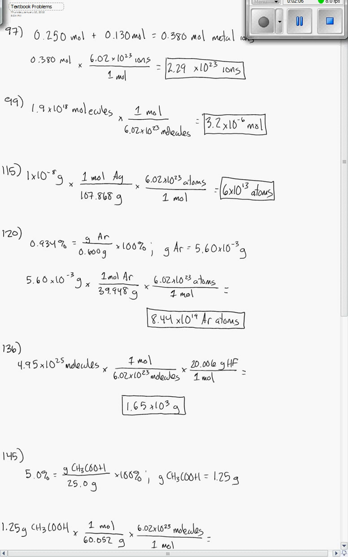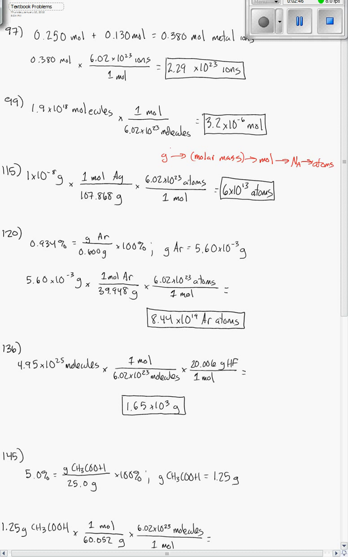Number 115, we're adding another step onto this. In this case, we're starting with a mass, and we want to go all the way from mass to atoms. Again, atoms we could consider a type of particle. You need to make two conversions to do this, because we don't have a direct conversion between grams and atoms. You can use molar mass to convert back and forth between grams of something and moles of something. And from there, you can use your Avogadro's number to go from moles to atoms.